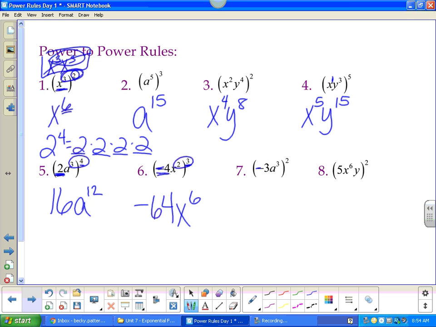Number 7, I have a negative to an even power, so it's going to go away and become a positive. And then 3 squared is not 6. It's 9. And then a to the, multiply your small numbers, so that'd be a 6.